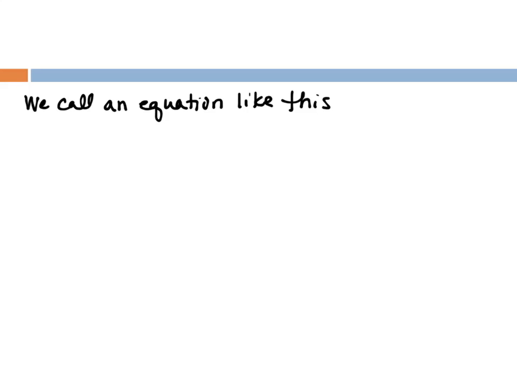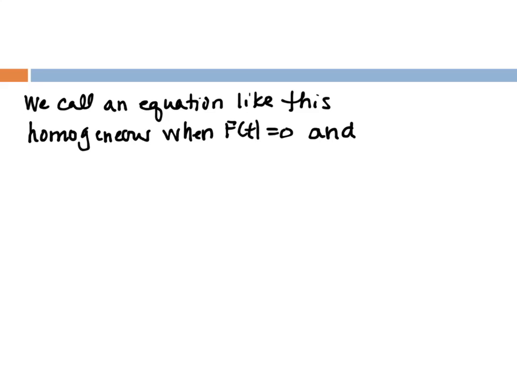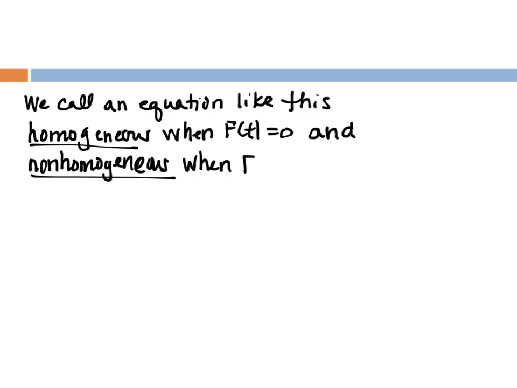All right, all of what we're doing right here has a name. We call an equation like this homogeneous when f of t is 0, and non-homogeneous, I know that's very creative, but non-homogeneous when f of t is not 0. And our goal is to find a solution to such an equation.